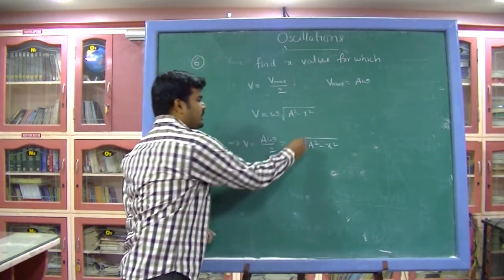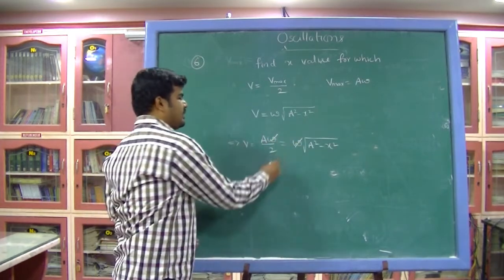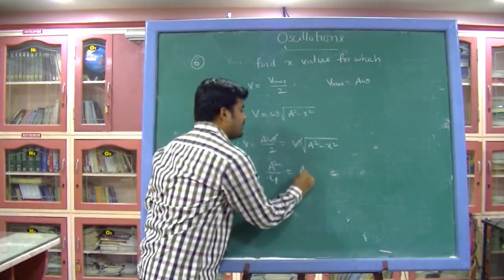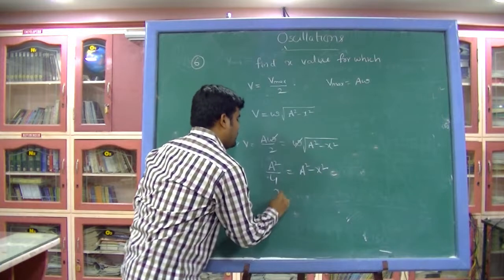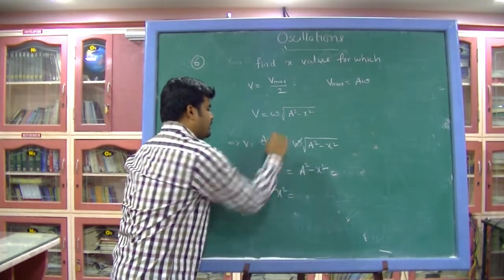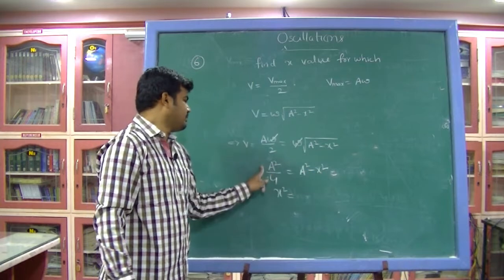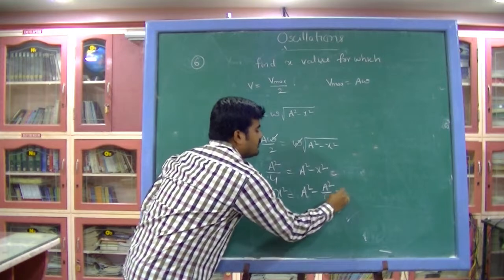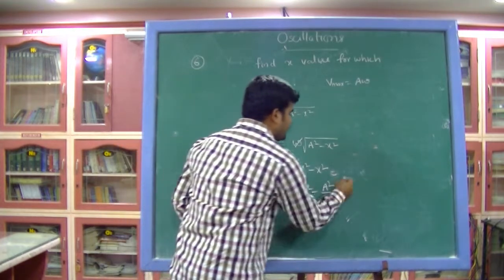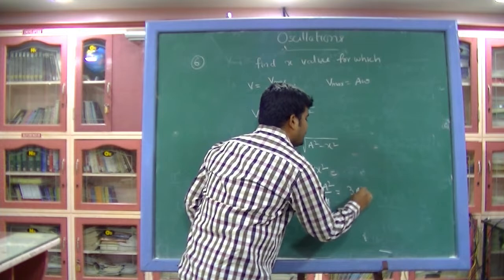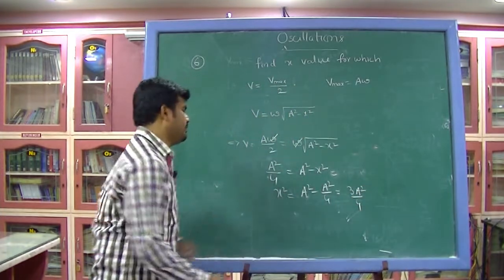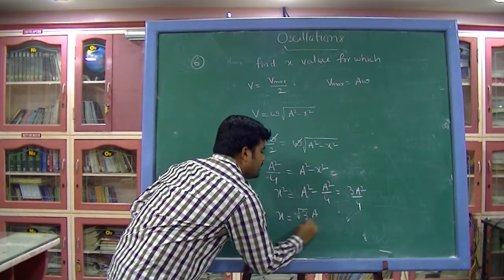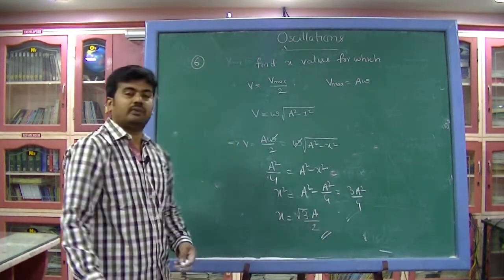Now let us solve it for x. Omega gets cancelled. Squaring on both sides, this side gets A square by 4 and that side gets A square minus x square. Now x square becomes plus, so x square is equal to A square minus A square by 4. Simplifying, you get 4A square minus A square, that is 3A square by 4, is equal to x square. Therefore, x is equal to root 3 A divided by 2. That is the answer for this problem.